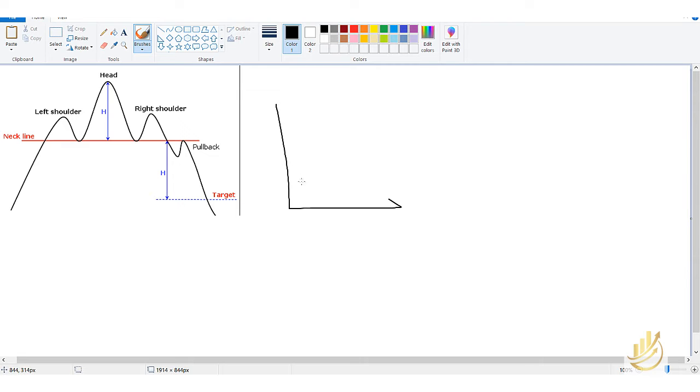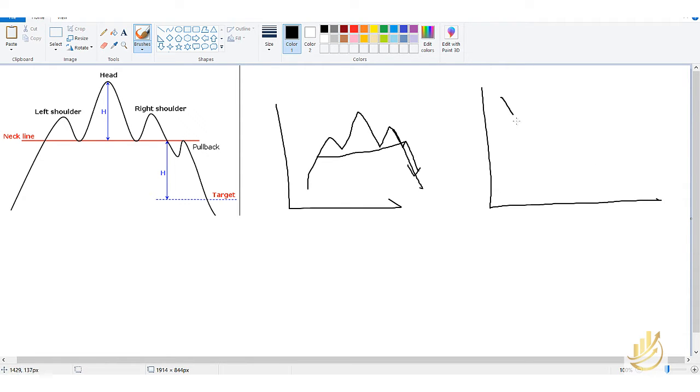Okay, so these are your shoulders and this is your head and this is your neckline. So once you have a break here, it retests, and this is typically how head and shoulder looks like. This is a bearish reversal. Talking about bullish reversal, it might look like this. So neckline, this is shoulder, head, and then you might have a retest.